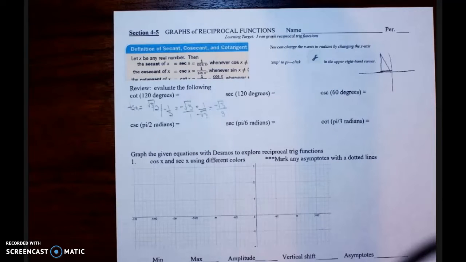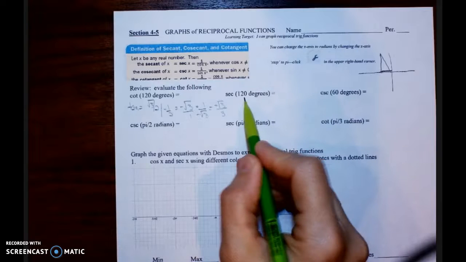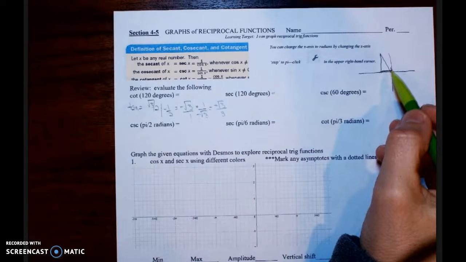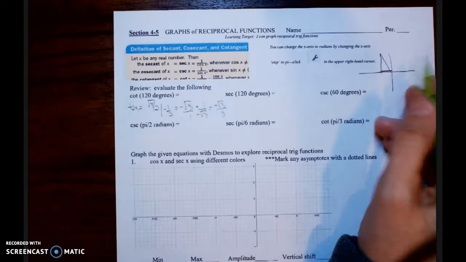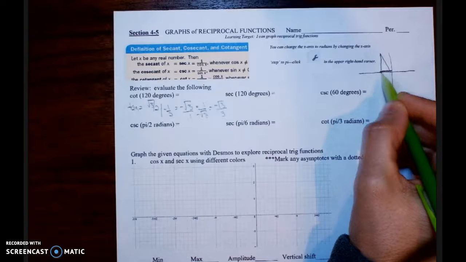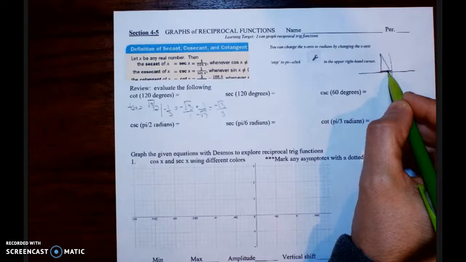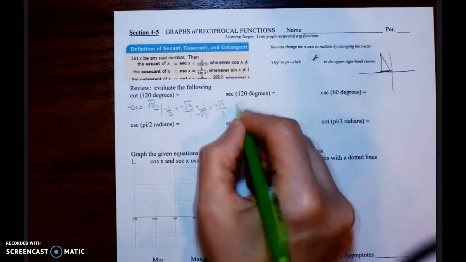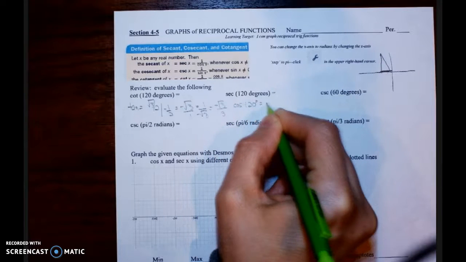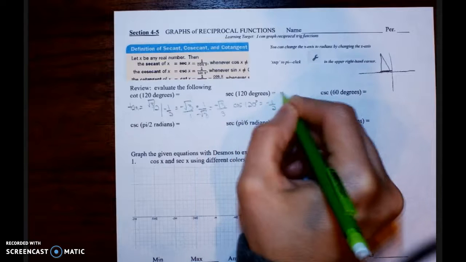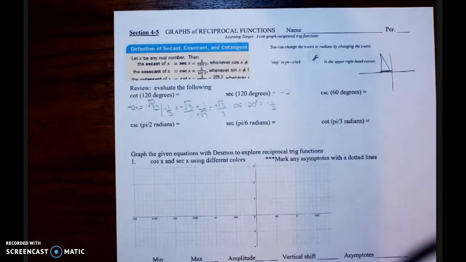Moving on to the next one, I want the secant of 120 degrees. I'm at the same location. Remember, the secant is related to the cosine. It's C with an S and S with a C. The secant of 120 degrees is equivalent to 1 over the cosine of 120 degrees, which is equal to negative 1/2. I take the reciprocal, I get negative 2.